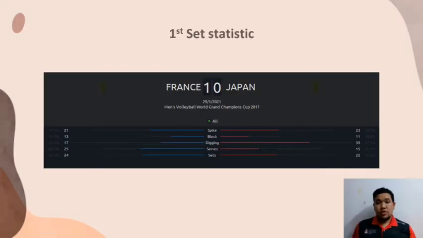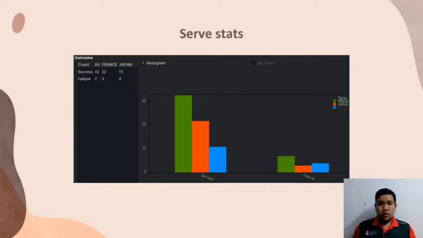Now I will present to you the analysis of the first set of the match. In the first set, France won against Japan with the score 25-15. These are the indicators that were analyzed during the match, which are spike, block, digging, serve, and set. So we will go through them one by one. The first indicator we analyze is serve.